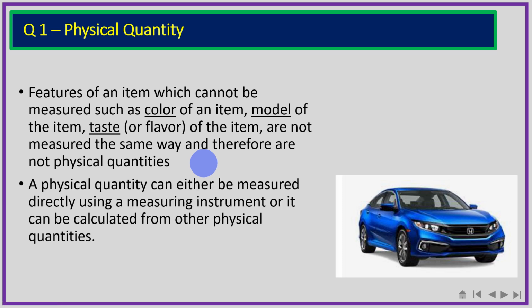A physical quantity can either be measured directly using a measuring instrument, or it can be calculated or processed from other physical quantities. I've already mentioned this when I compared mass and the weight of the car. The mass of the car can be measured, and then the weight of this car on earth can be calculated. That one's just an example. Other examples include length and area. Length can be measured, but when it comes to area, we can calculate the area. I hope you do understand that.